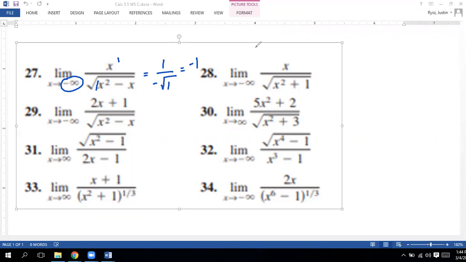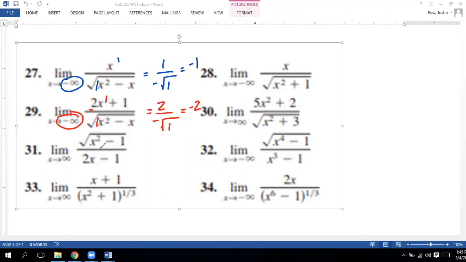All right, let's see the next one here. We got a 2x to the first power on the top, and the square root of x squared on the bottom. So they are the same degree. Square root of x squared is still degree 1. Let's look at the leading coefficients. The leading coefficient here is 2. Over here, since we are going towards the negative infinity side, we'll put a negative radical. This leading coefficient is 1. What's 2 divided by the negative square root of 1? That'd be negative 2.